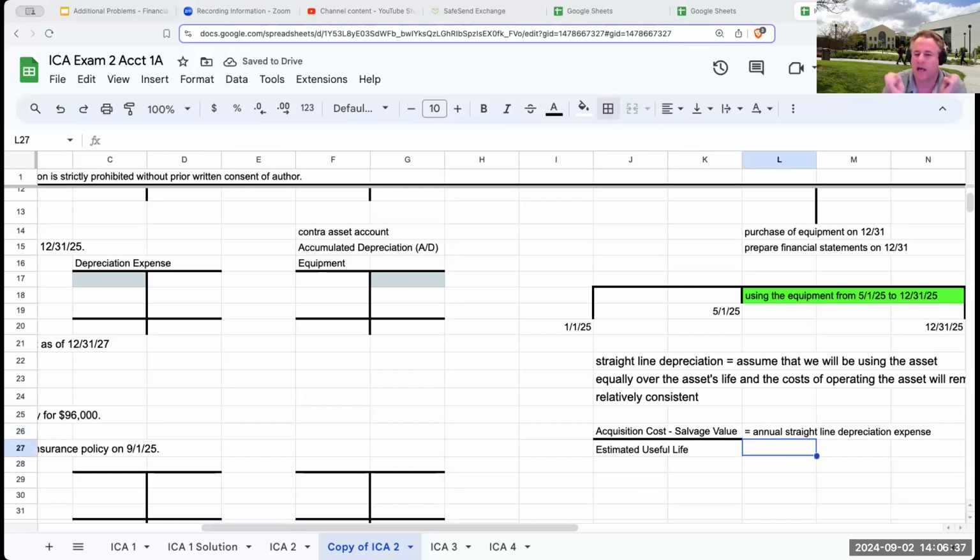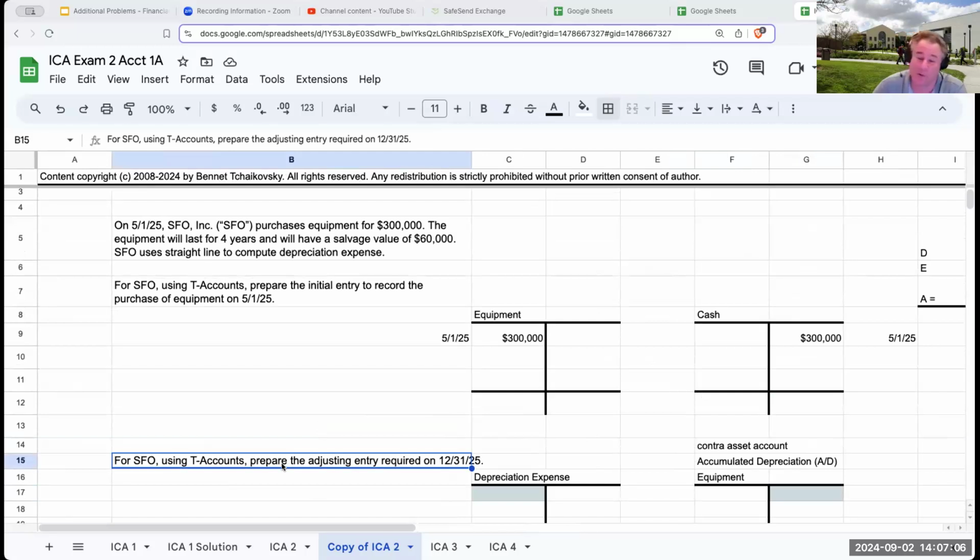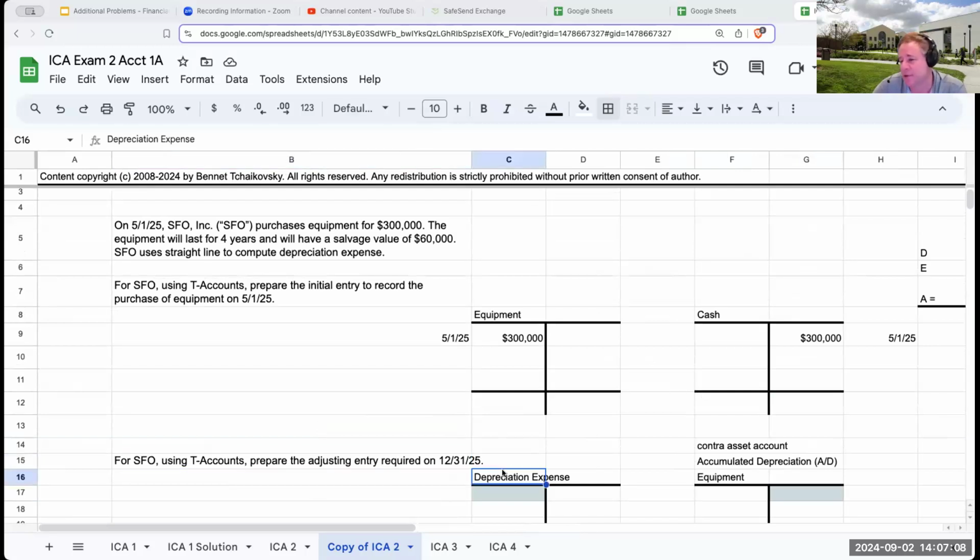Annual. So again, what are we doing? We're effectively taking this cost and spreading it over the asset's estimated useful life. But very importantly, because we expect to get the salvage value back at the very end of the asset's useful life, we need to not depreciate that. Very important. So if we look at this question over here, in terms of an adjusting entry for equipment, it is always going to be a debit to depreciation expense and a credit to accumulated depreciation on equipment.